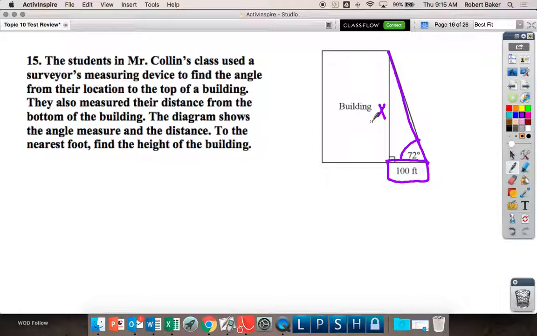So we have to use some sort of trigonometry. What is the only trig function that does not use hypotenuse? Tangent. So the tangent of 72 will be equal to opposite over adjacent.